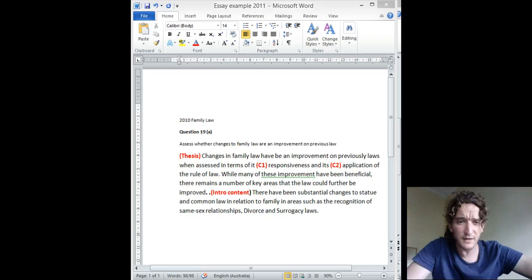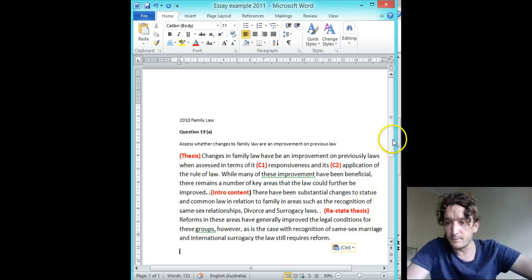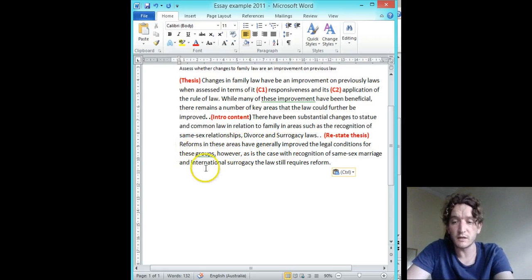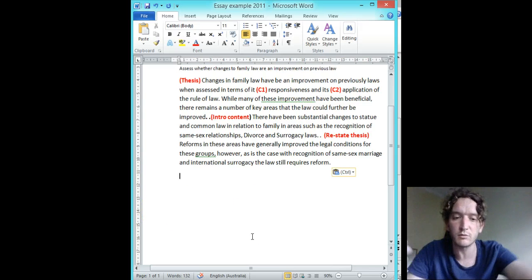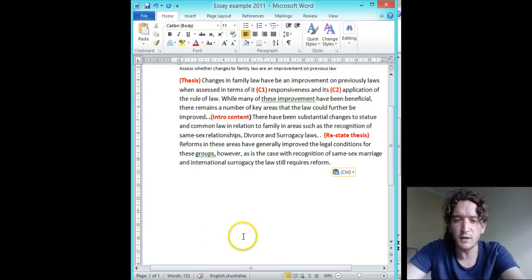Now, we don't want to just leave it at that. We're going to make it sound a little bit more convincing, so we're going to restate our thesis for the marker. It's going to sound like this: reforms in these areas have generally improved the legal conditions for these groups. However, as is the case with the recognition of same-sex marriage and international surrogacy laws, this still requires reform. So we're simply restating our thesis, referring back to that small caveat that I mentioned earlier.